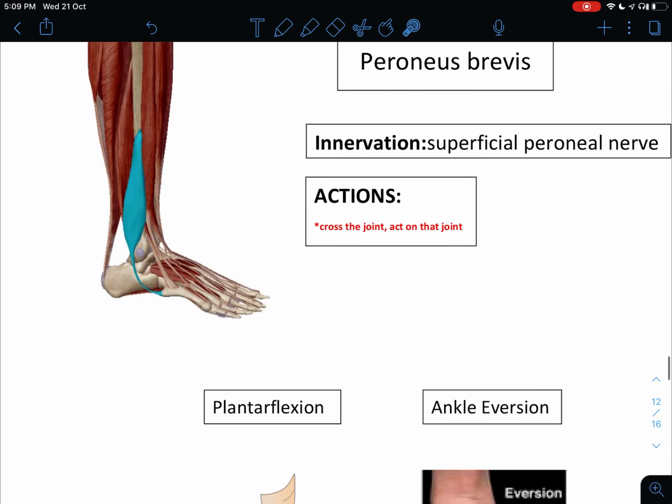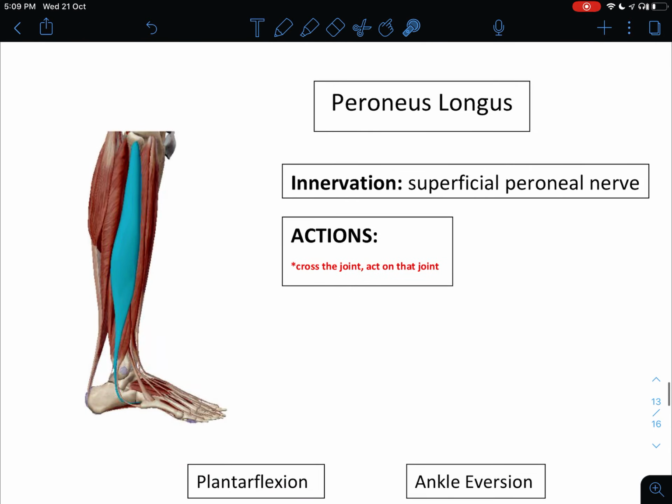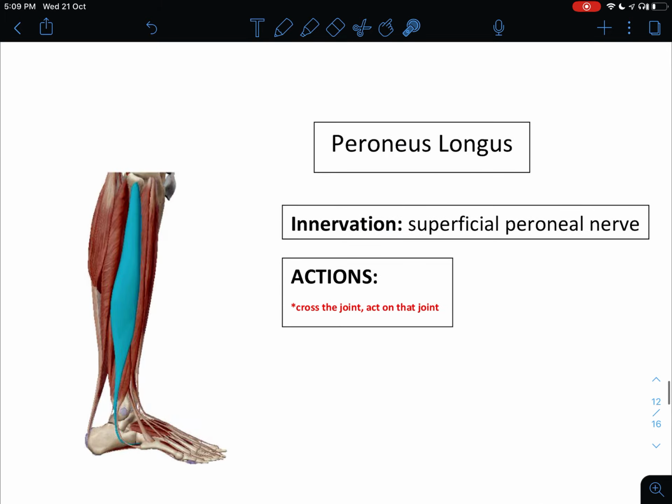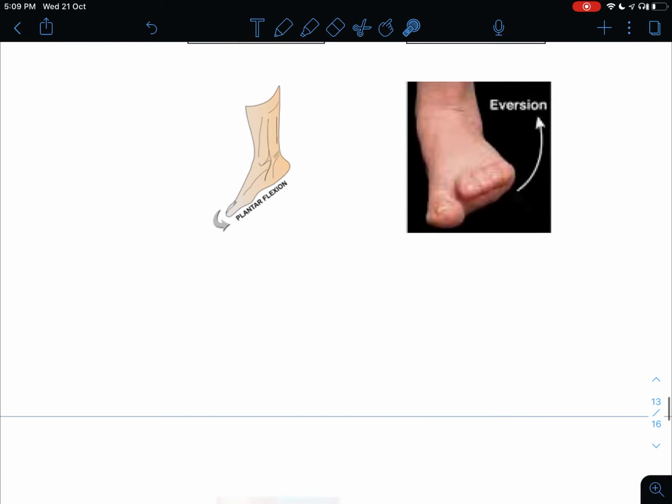Now above the peroneus brevis, we have our peroneus longus. And its action is going to be plantar flexion, toes to the ground, and ankle eversion, pinky side of the foot or lateral aspect upwards. Its innervation is going to be our superficial peroneal nerve.